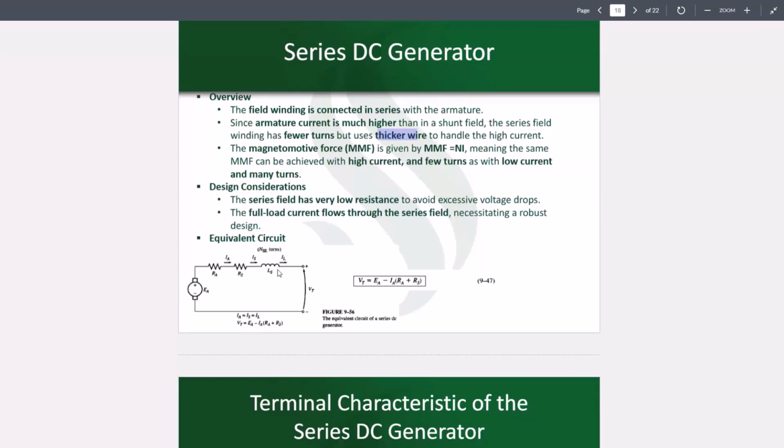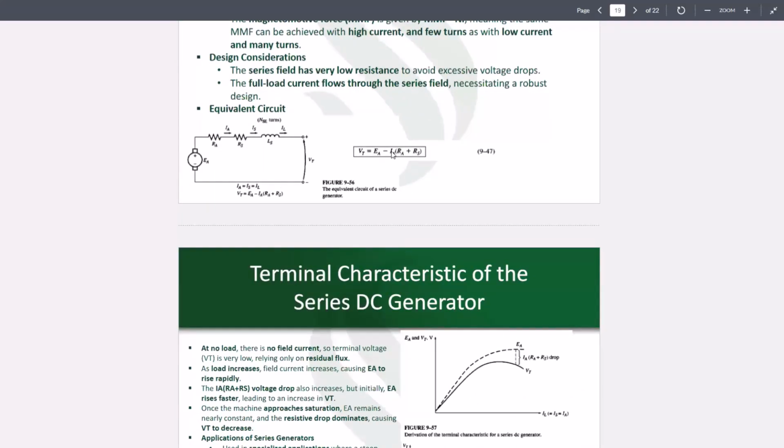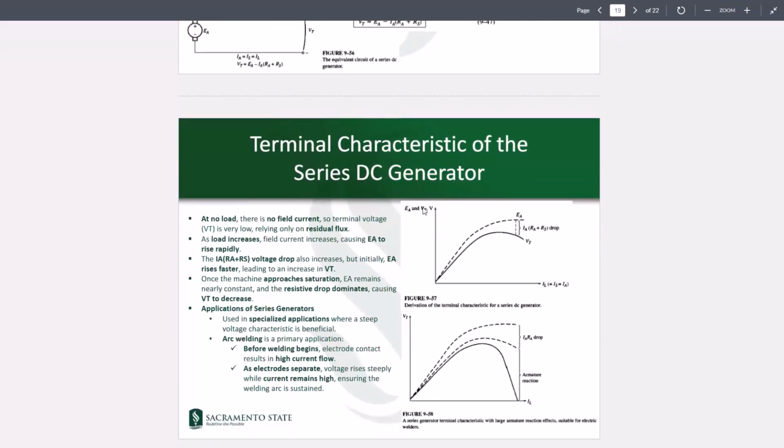So this is the equivalent circuit. The difference between VT and EA would be determined by the voltage drop associated with the summation of RA and RS times IA. So the terminal characteristic of the series DC generator would be different from those of the separately excited and the shunt generators. If this is showing the voltage versus the current of the machine, the current would be the same as the armature current, the same as the load current, and the same as the series field current.